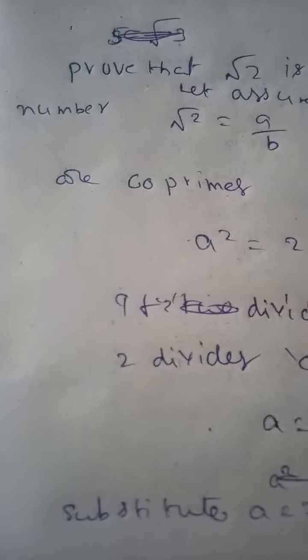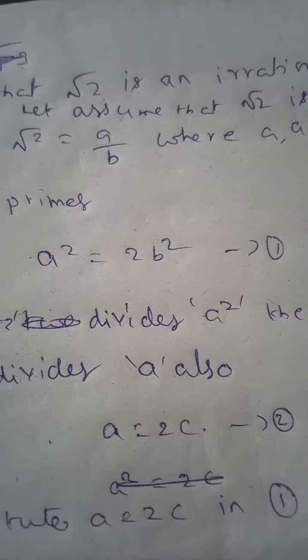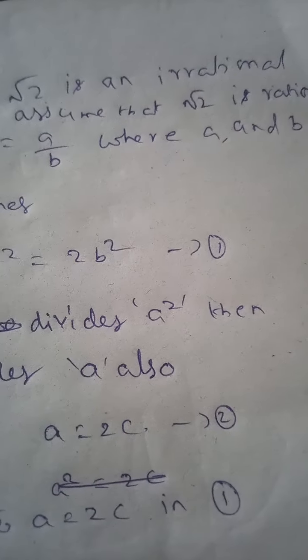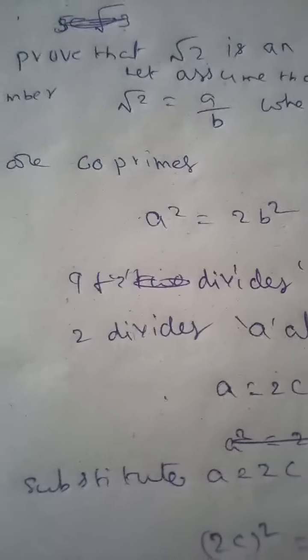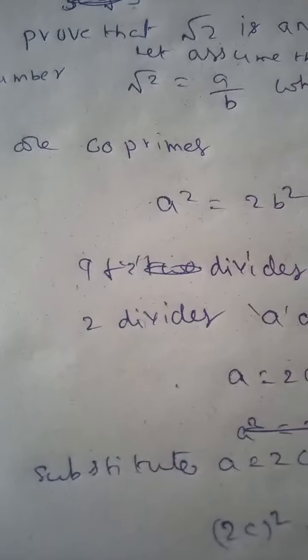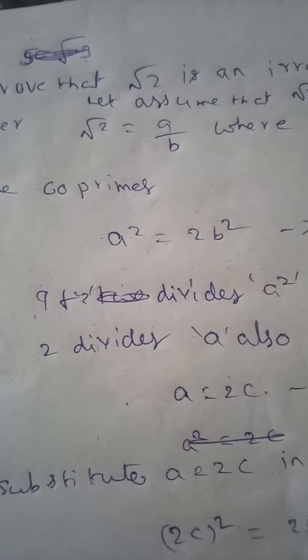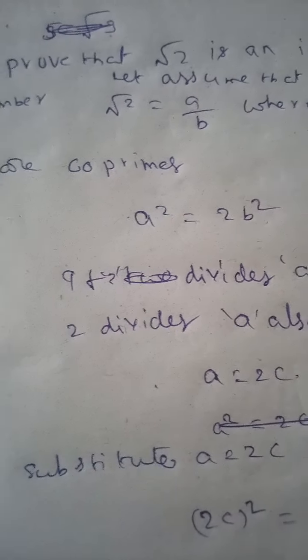Prove that root 2 is an irrational number. Let us assume that root 2 is a rational number. Root 2 is a rational number. Root 2 is equal to a by b, where a and b are co-primes. a square equals 2b square.